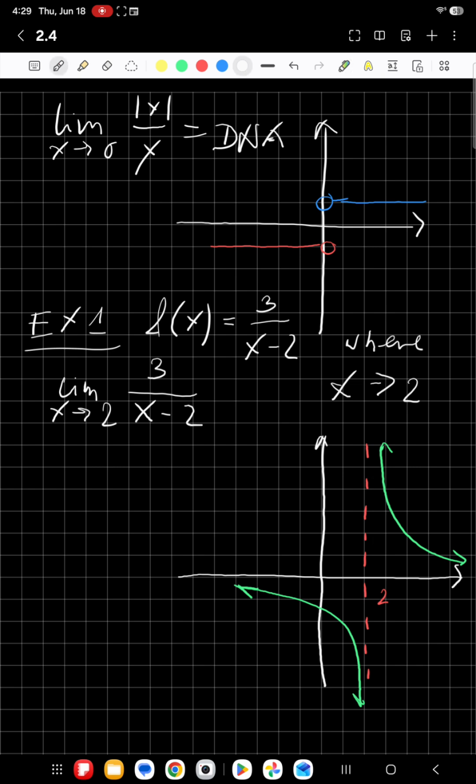So limit with x approaching 2, the little plus means from the right. And then, let me just write the function f of x.